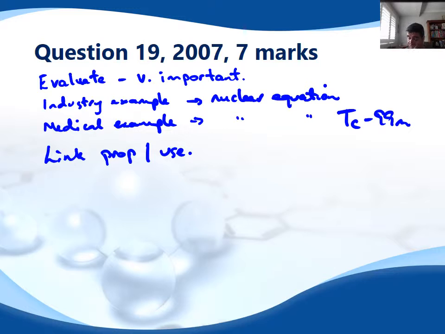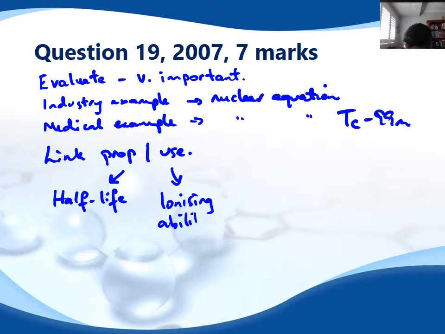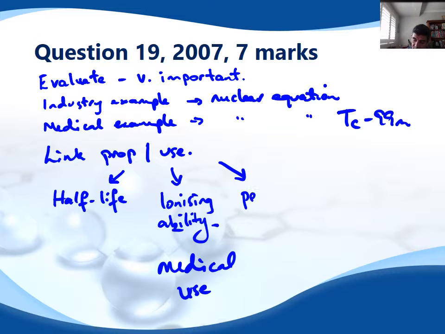So there are 3 areas that you need to make sure that you're including for each of these examples. So you need to talk about half-life. How quickly does the radioisotope break down? You need to talk about ionizing ability, because the ionizing ability is going to contribute to the types of potential damage that could be caused to other atoms that are present in the system. This is particularly important for medical use. And we also want to talk about penetrating power.